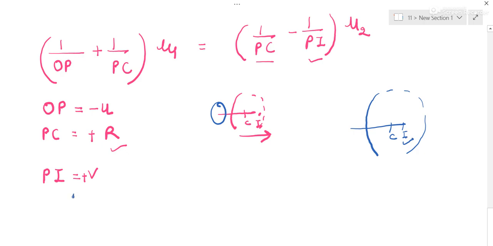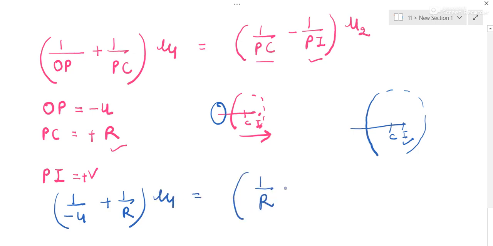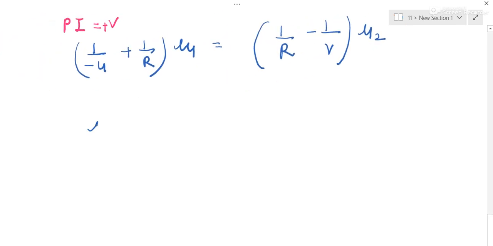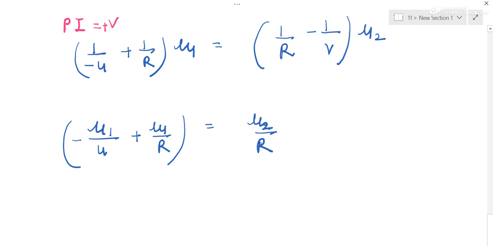So let us substitute: 1 by minus u plus 1 by R into mu 1 is equal to 1 by R minus 1 by V into mu 2. So let us multiply with mu 1. Mu 1 by U plus mu 1 by R is equal to mu 2 by R. Don't write bracket.